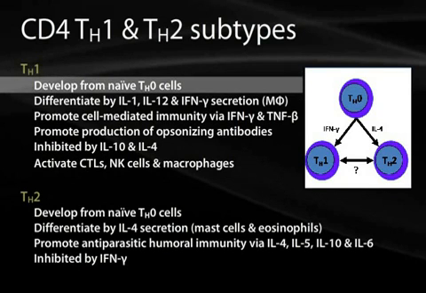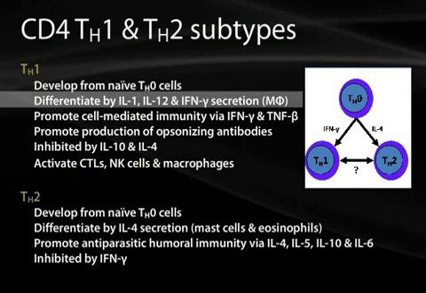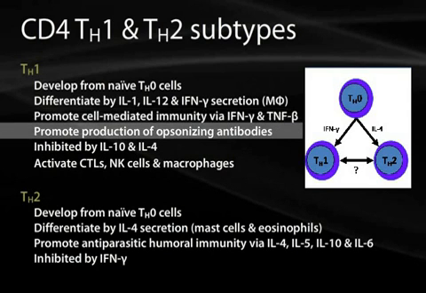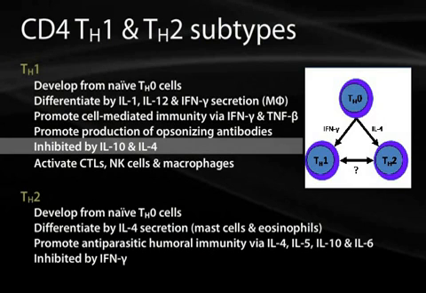Th1 cells will develop, again, from naive Th0 cells. If they are stimulated by their proper specific antigen, within the environment of IL-1, IL-12, or interferon gamma, then they will be promoted to become Th1 cells. As Th1 cells, they will secrete cytokines such as interferon gamma and TNF-beta that promote cell-mediated immunity. They also will promote production of opsonizing antibodies. So you can kind of see the picture here of what's going on.